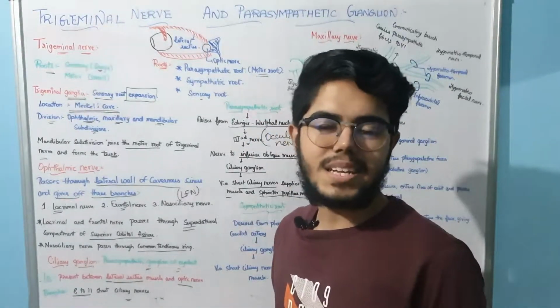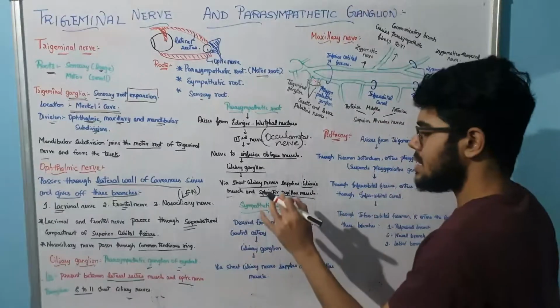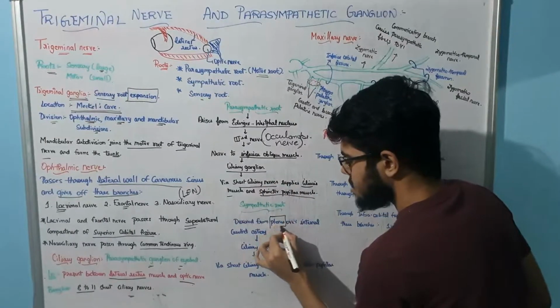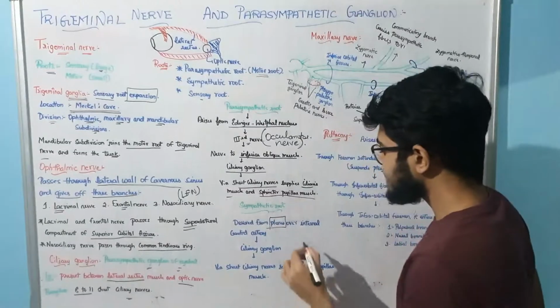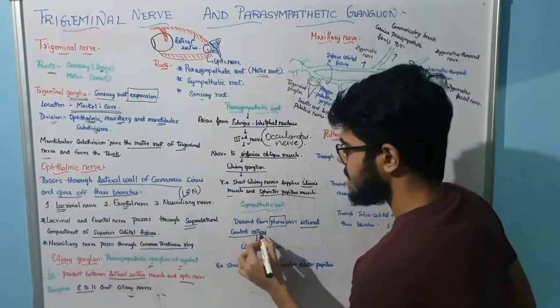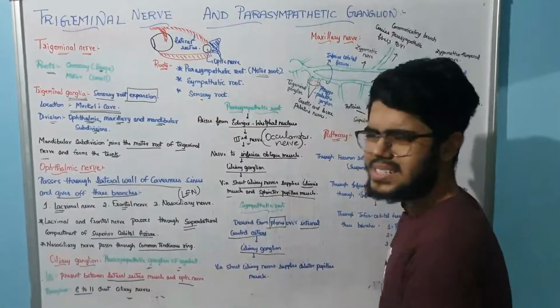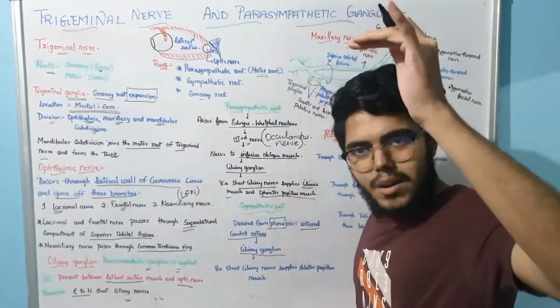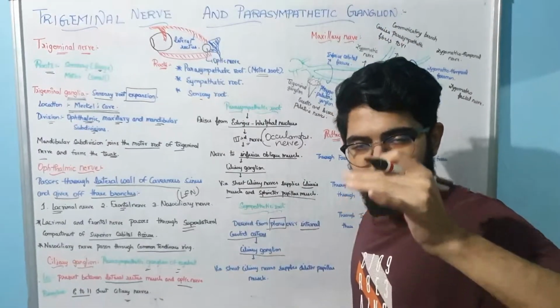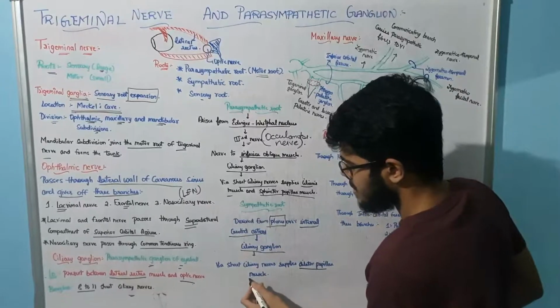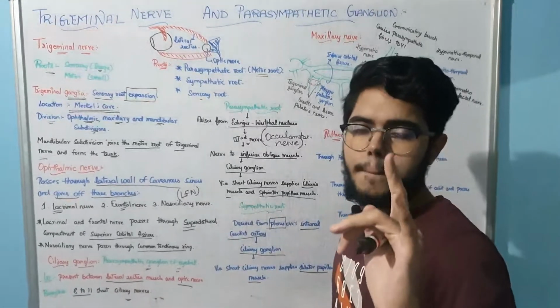What about the sympathetic route, sir? Very simple. So, this is the sympathetic route. It forms a plexus from which artery? Internal carotid artery. And then it is going to relay in the ciliary ganglion. Very simple. If the ciliary ganglion comes, then via branches of the short ciliary nerve, it is going to supply the dilator pupillae muscle.